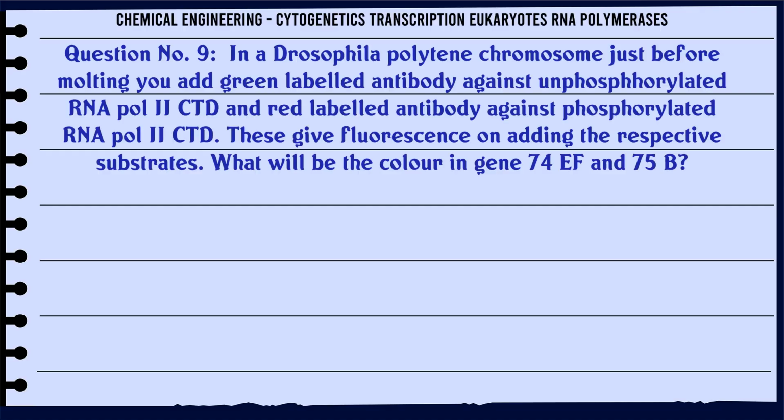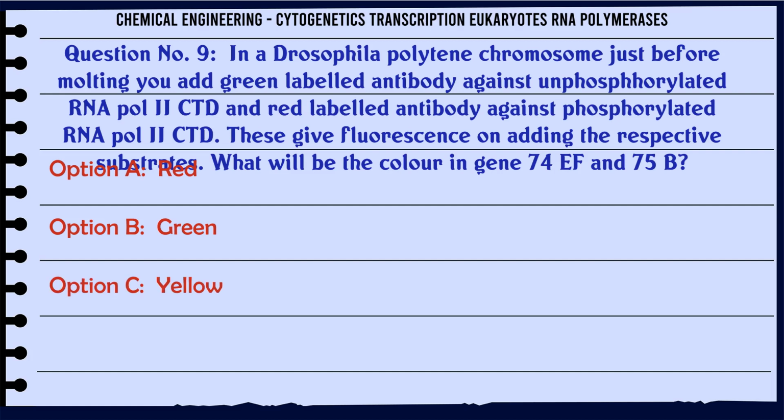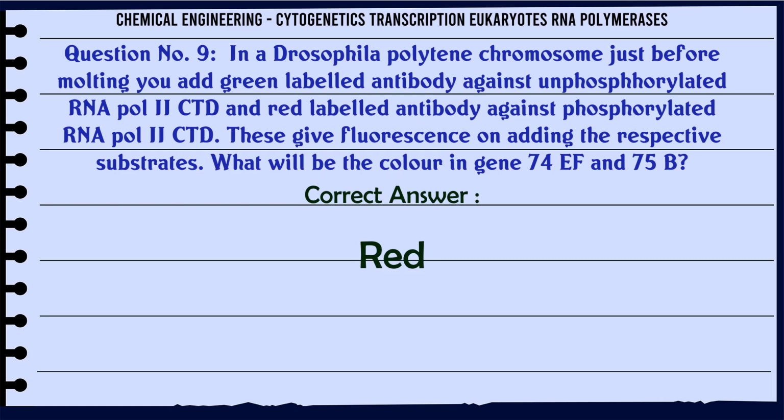In a Drosophila polytene chromosome just before molting, you add green labeled antibody against unphosphorylated RNA pol 2 CTD and red labeled antibody against phosphorylated RNA pol 2 CTD. These give fluorescence on adding the respective substrates. What will be the color in gene 74EF and 75B? A: red, B: green, C: yellow, D: magenta. The correct answer is red.